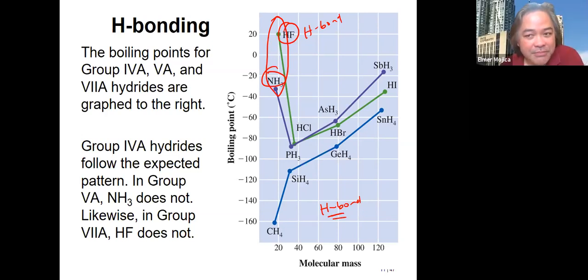I'm showing you here the methane because I'm showing you that if it doesn't have an H bond, it follows the pattern wherein the higher the molar mass, the stronger the IMFA.